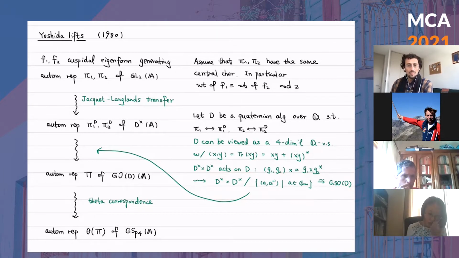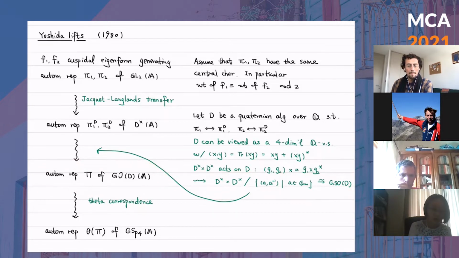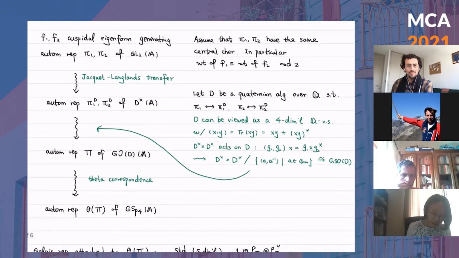Now, with a pair of forms on D cross with the same central character, we get a form and an automorphic representation of this similitude orthogonal group. We also extend by 0 from GSO to GO. Then we do the theta correspondence from this orthogonal group to the symplectic group GSp4 and get an automorphic representation there. This automorphic representation is the Yoshida lift.